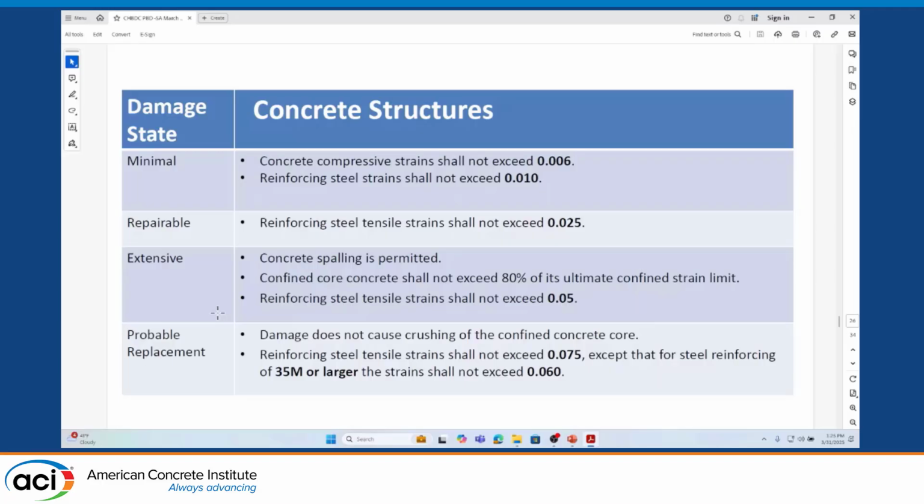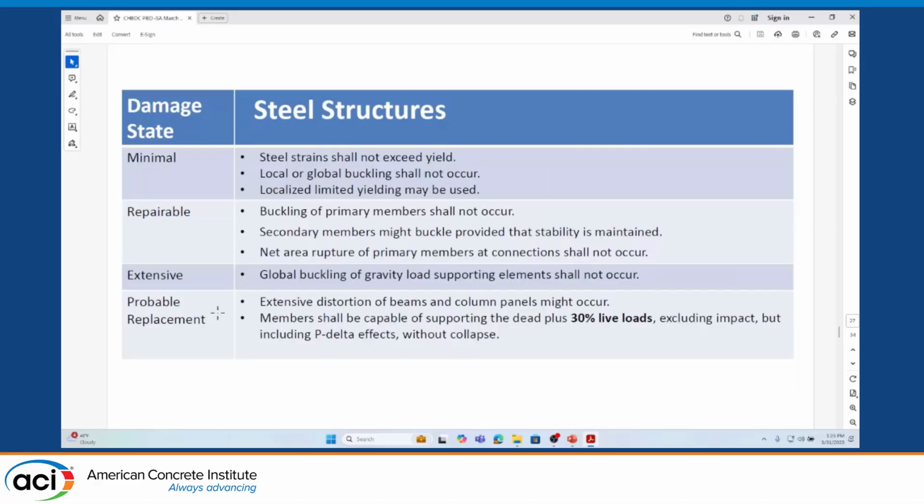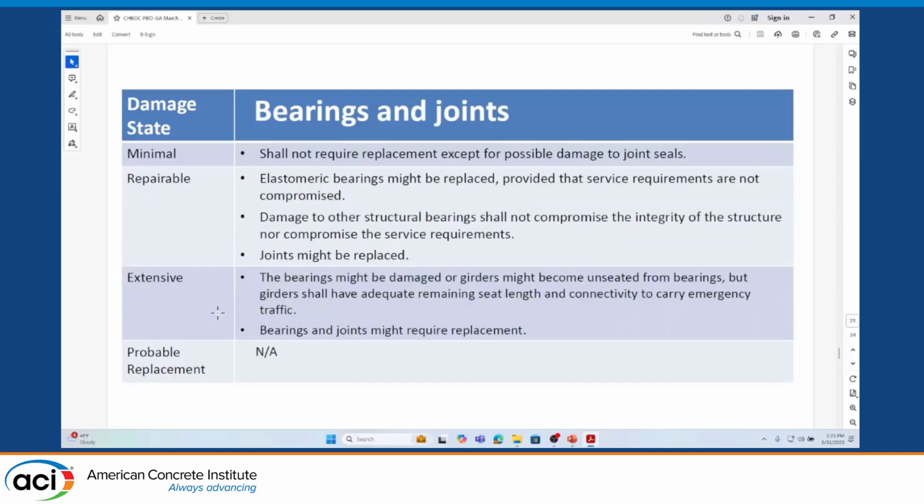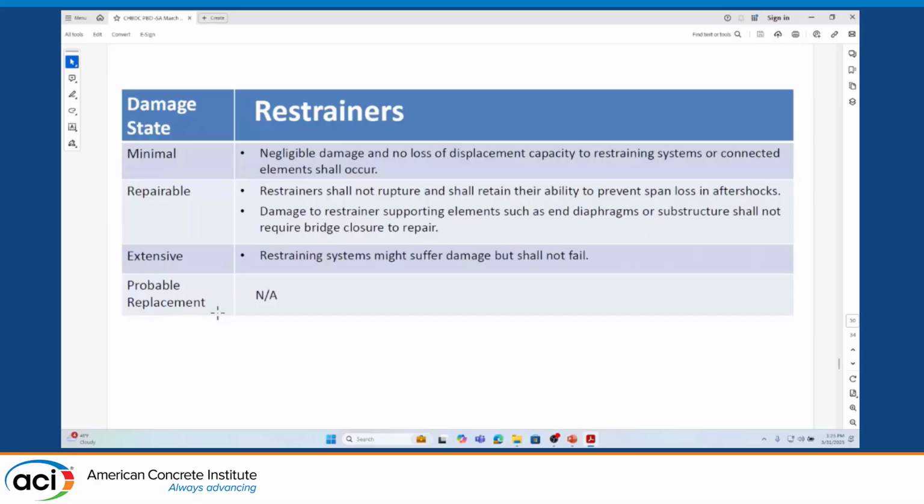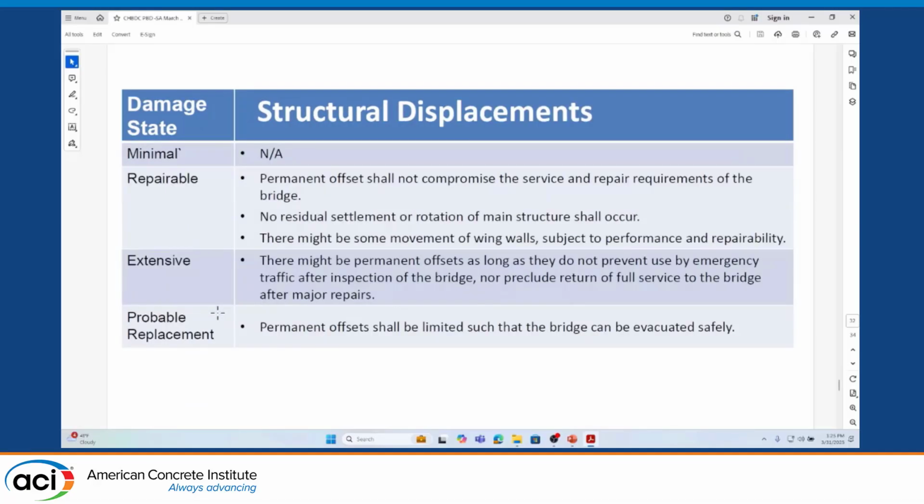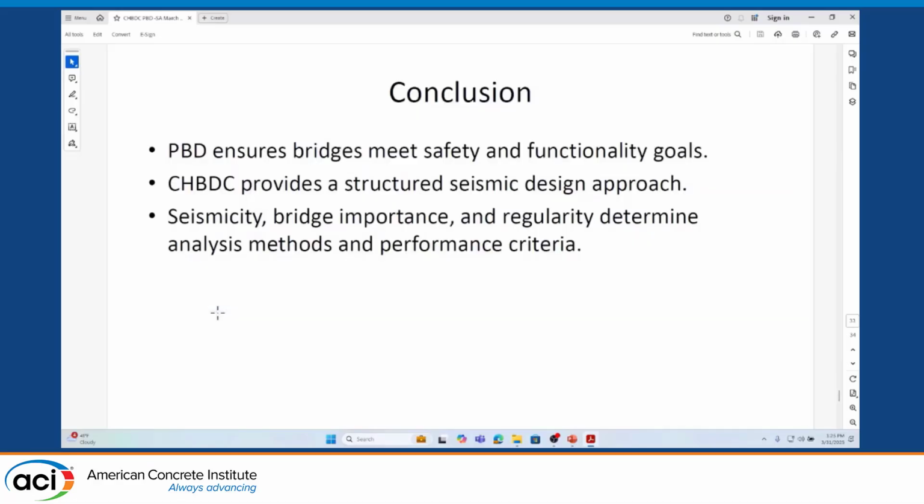Okay. So, yeah, you can see how they have been defined for concrete structures, and we also have various strain limits for steel structures, and also in terms of buckling requirements, whether it should have local buckling or global buckling. So then we also have performance limit states for connections, bearings and joints, restrainers, and also for foundations. Then the last one is the structural displacement. So we don't have much time.